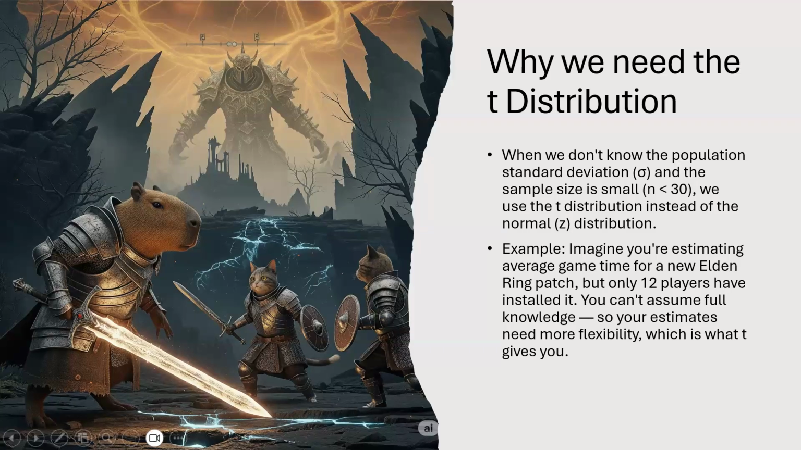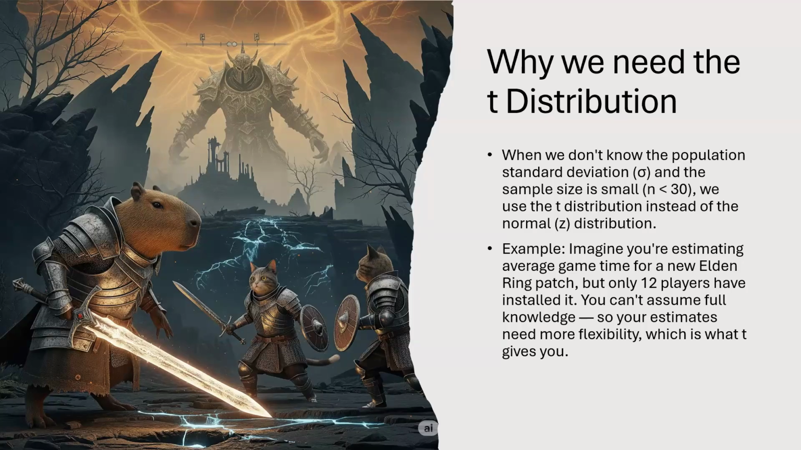Let's start with the why. Why do we need yet another distribution, this mysterious t-distribution, when we already have the normal distribution we've been using? Here's the key. When we're working with large samples, say 30 or more, and we know the population standard deviation, the normal or z distribution works beautifully. It gives us tight, predictable probabilities and confidence intervals.